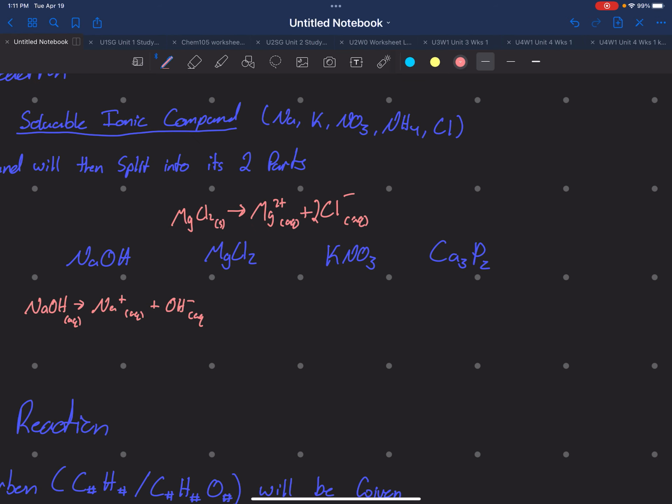KNO3. Yep, we've got K and NO3. So KNO3 aqueous gives K+, which is also aqueous, plus NO3-. Make sure you keep the polyatomic ions together. Okay.